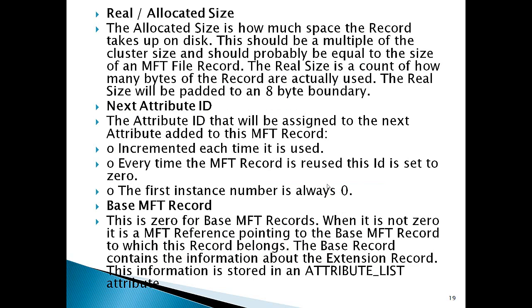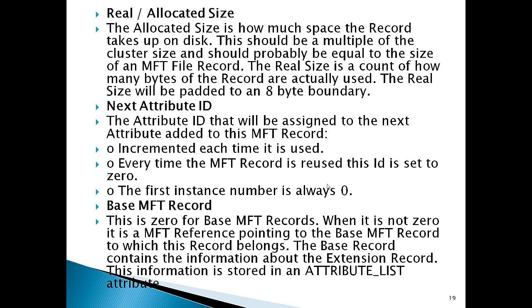So now let's talk about real and allocated size. The allocated size is how much space the record takes up on the disk. This should be a multiple of the cluster size and should probably be equal to the size of an MFT file record. The real size is a count of how many bytes of the record are actually used. The real size will be padded to an 8-byte boundary.